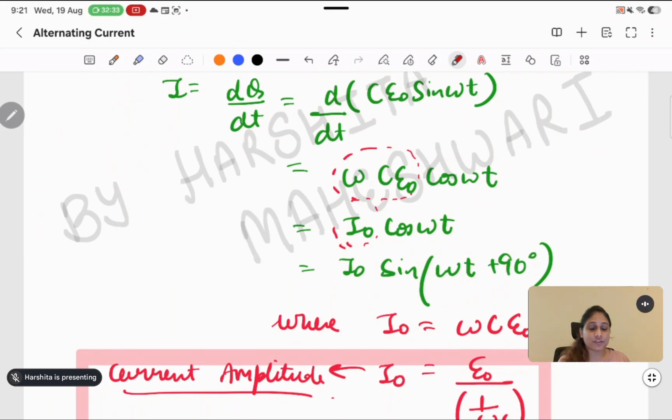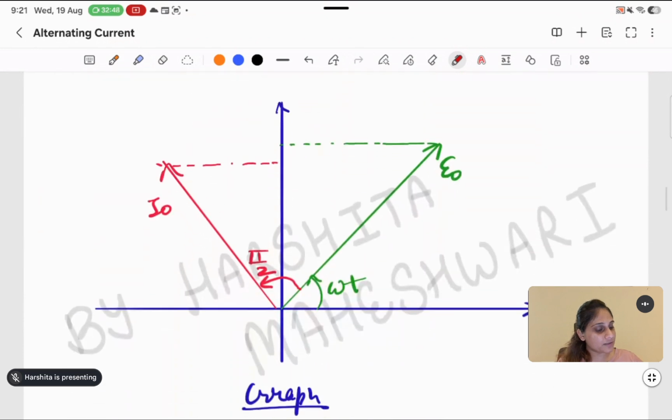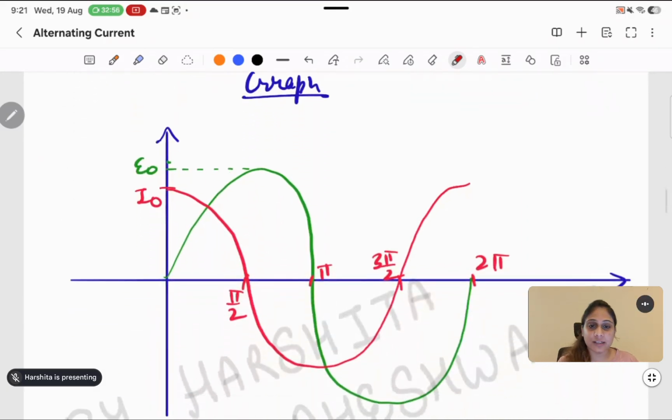Now we can see, just like we did in the earlier case when there is only a purely inductive circuit, the current will be lagging by 90 degrees. In this case, the current will be going ahead by 90 degrees. In this manner, we can depict this E naught at its same position at an angle omega t, and we proceed 90 degrees ahead and make I naught. In the same way, we are making it in a graph.